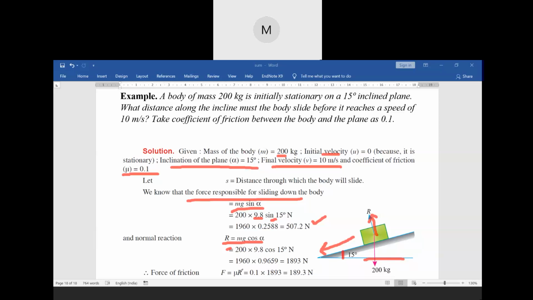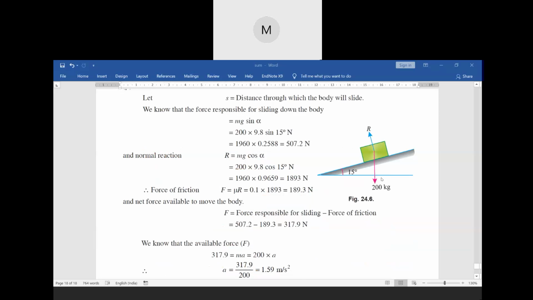So after that normal reaction, you have to find out what F equals. F equals mu R. Mu means the coefficient of friction, given as 0.1, and R means the normal reaction, which you find out from here. So you got the force of friction, and you got the force required for sliding.